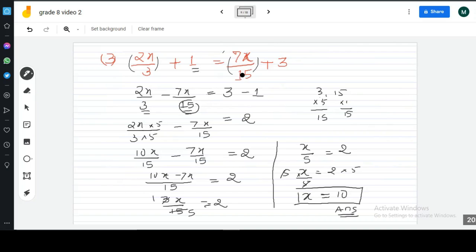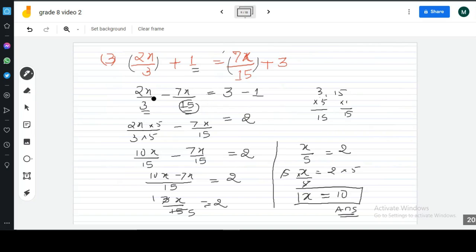Okay, so transposing this 7x by 15 to the left side, in the same step I have transposed this 1, the constant term, from the left side to the right side. So the sign of this 1 will change. This plus 1 will become minus 1 when it comes to the right side. So this becomes 3 minus 1, and on the left side we have taken both the variable terms with a change in sign of the term which is transposed. So 7x upon 15, as it is transposed to the left, will become minus 7x upon 15.